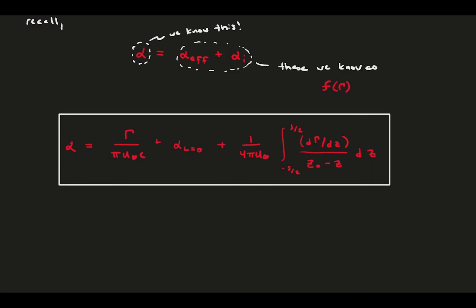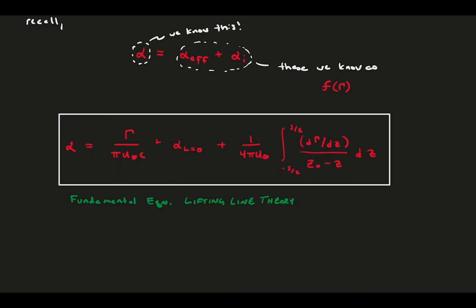This is called the fundamental equation for Prandtl's lifting line theory. It describes the angle of attack that's set, which is known, as a function of gamma, an unknown. So effectively it gives us a route to solving for gamma.